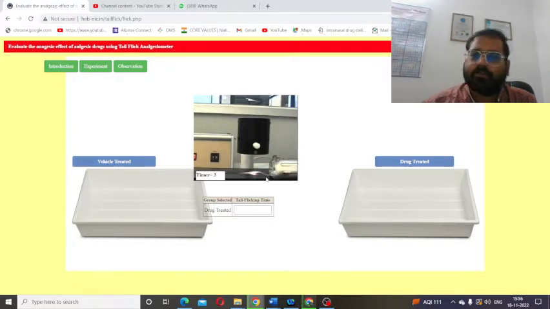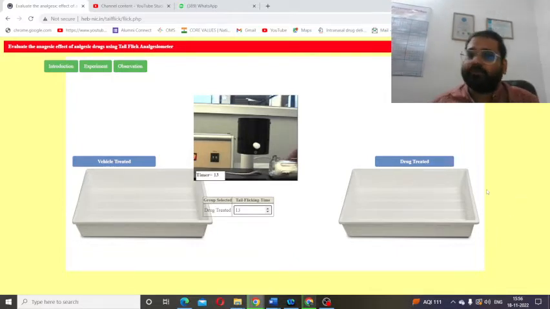So it is the last mouse of that group. We can see here this is the tail, and we are giving the radiation. After a particular time the mouse feels some pain, here after 13 seconds. It is feeling the pain, that's why it is flicking its tail.